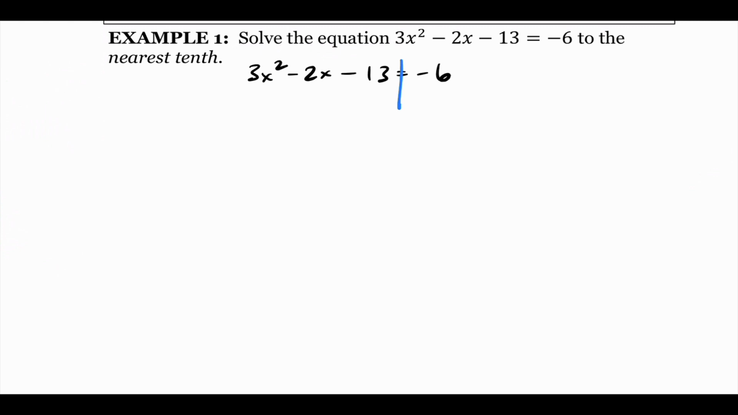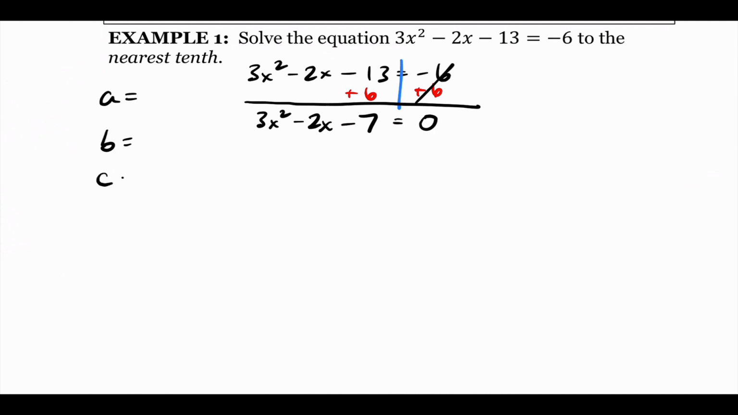So to get it equal to 0, I need to add 6 to both sides. So when I add 6, I'm going to add 6 to -13. So I get 3x squared minus 2x minus 7 equals 0. Okay, that was in standard form. So our next step, ABC, right? A equals, B equals, C equals. A is 3, B is -2, C is -7.